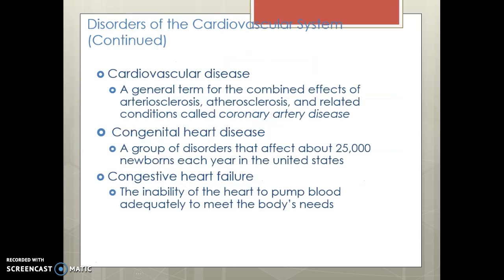Cardiovascular disease is kind of a general term that means the blood vessels are clogged, there's hardening of the arteries, or there's coronary artery disease. Congenital heart disease is a group of disorders that affect a lot of newborns every year, and it could be a number of different defects of the heart too. So there's a disease process with cardiovascular disease and an actual malformation with congenital heart disease.